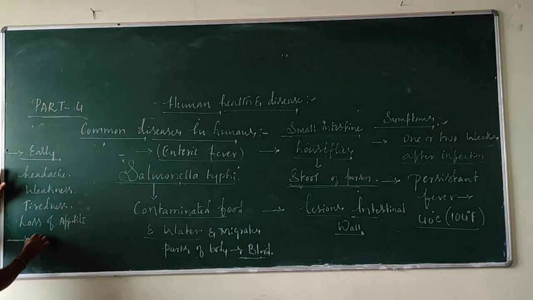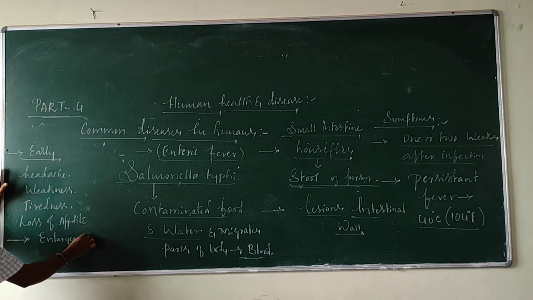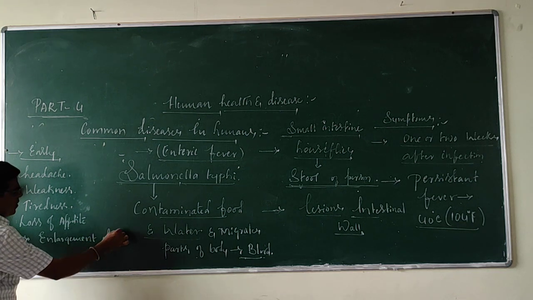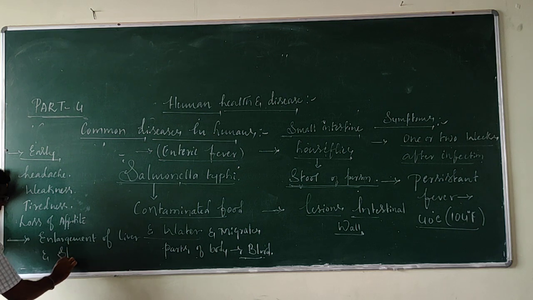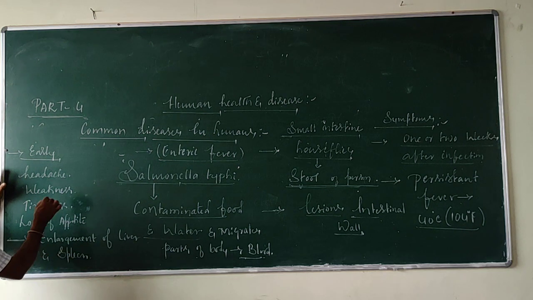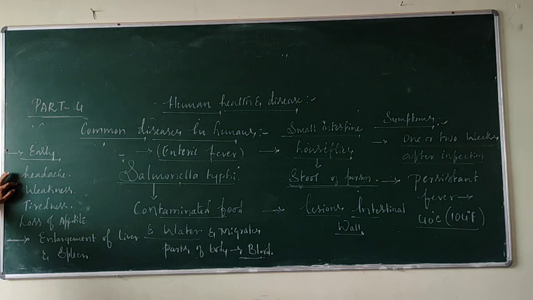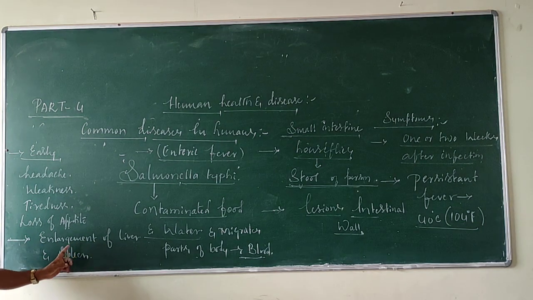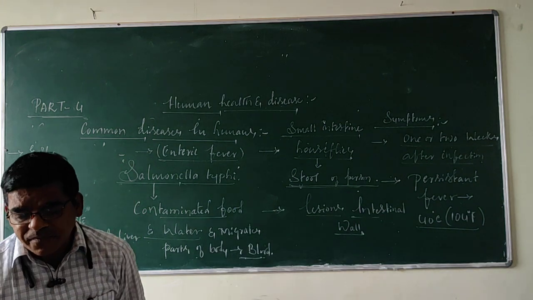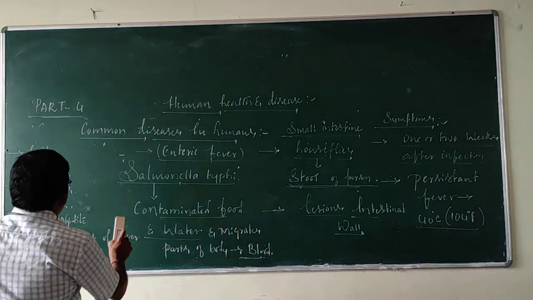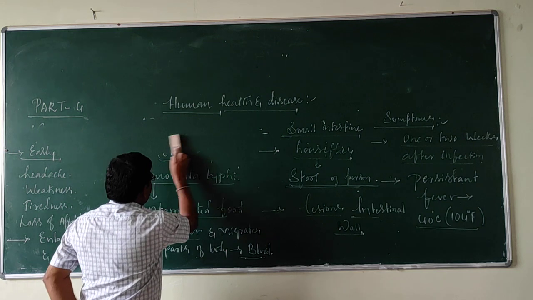In severe cases, typhoid leads to enlargement of the liver and spleen. Enlargement is swelling of the liver and spleen. And also, in severe cases, intestinal perforation occurs.